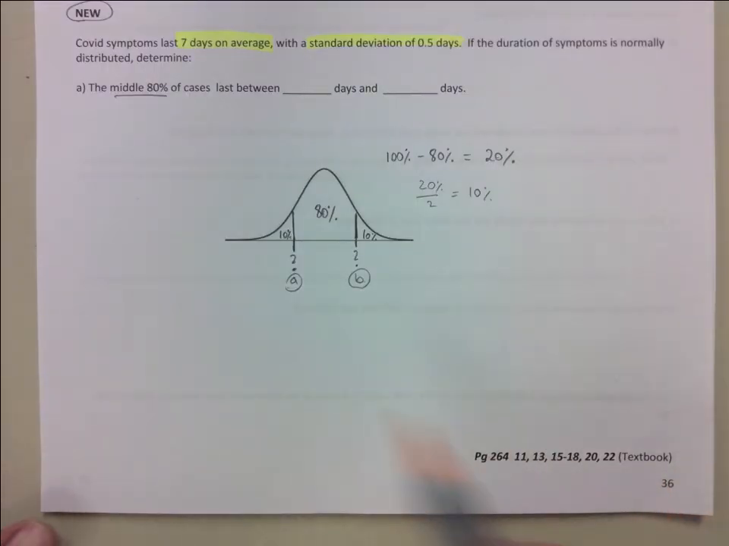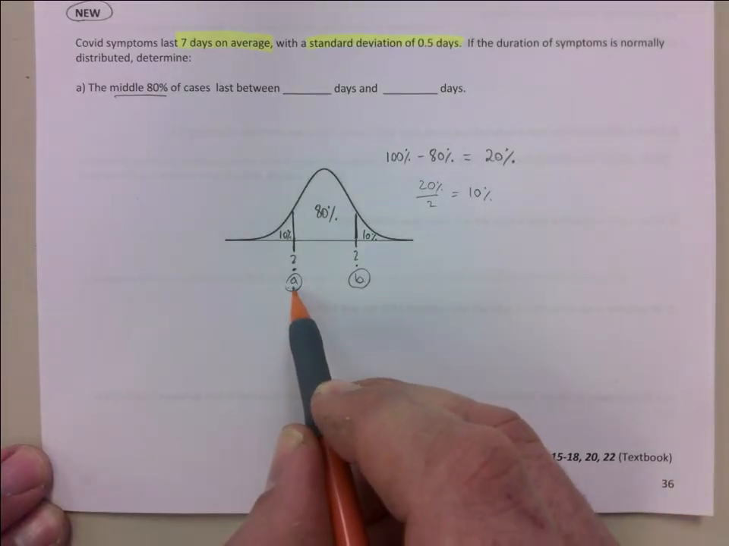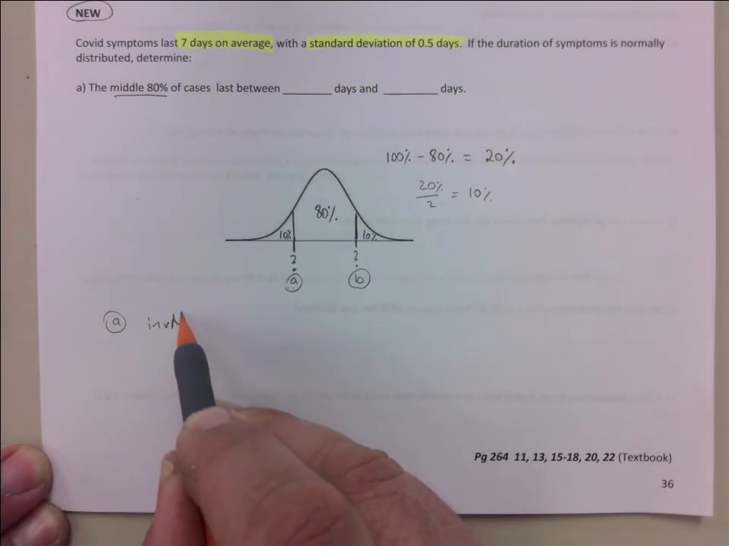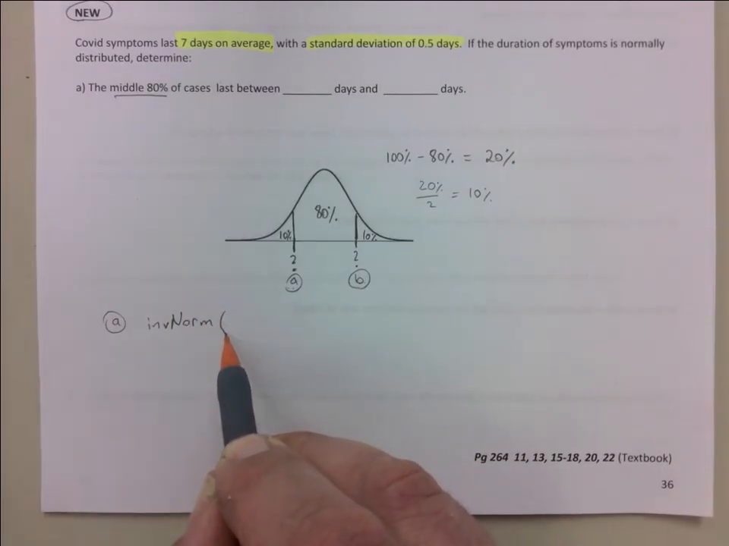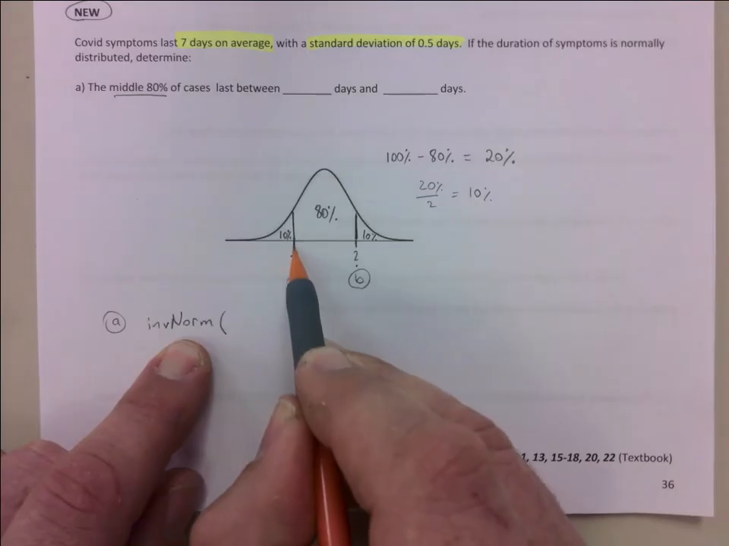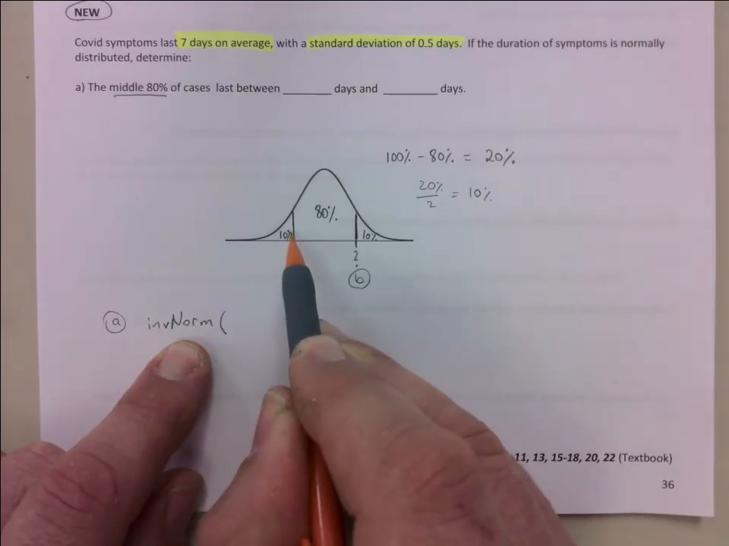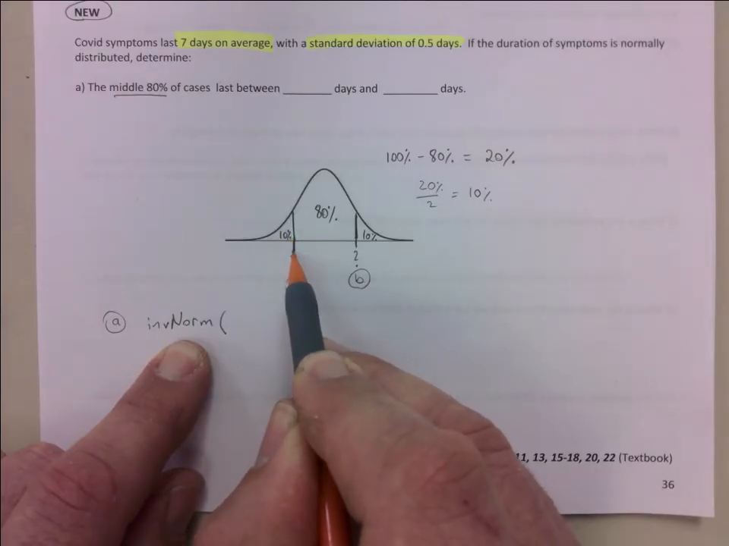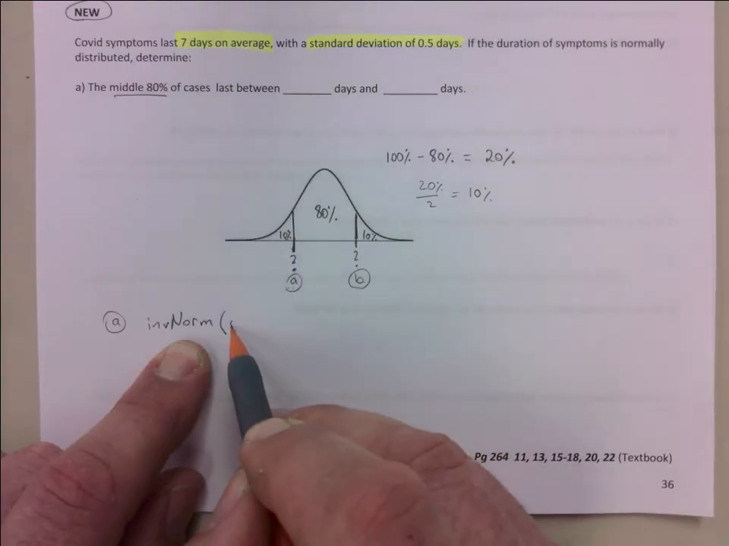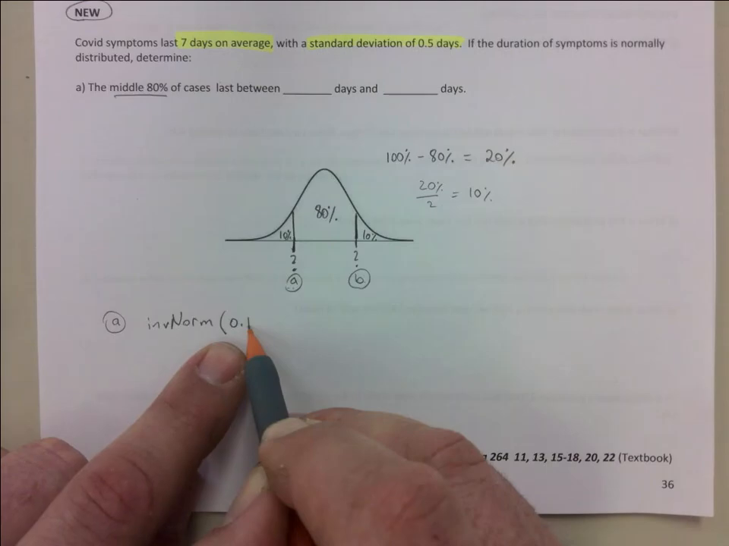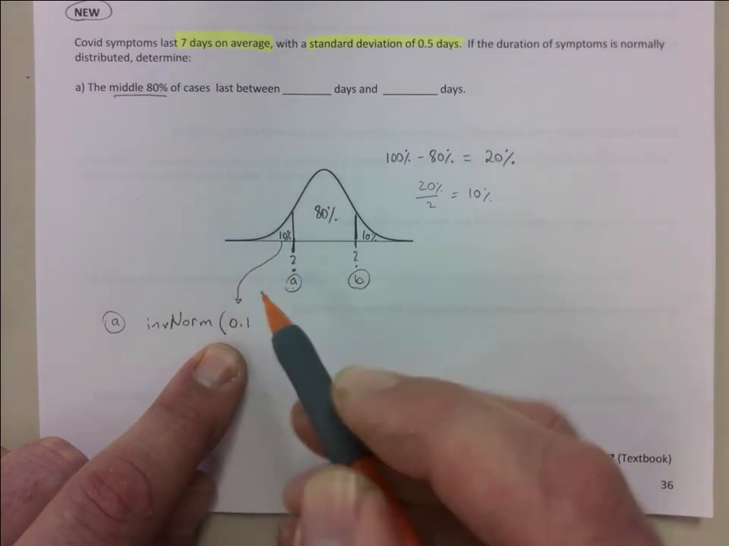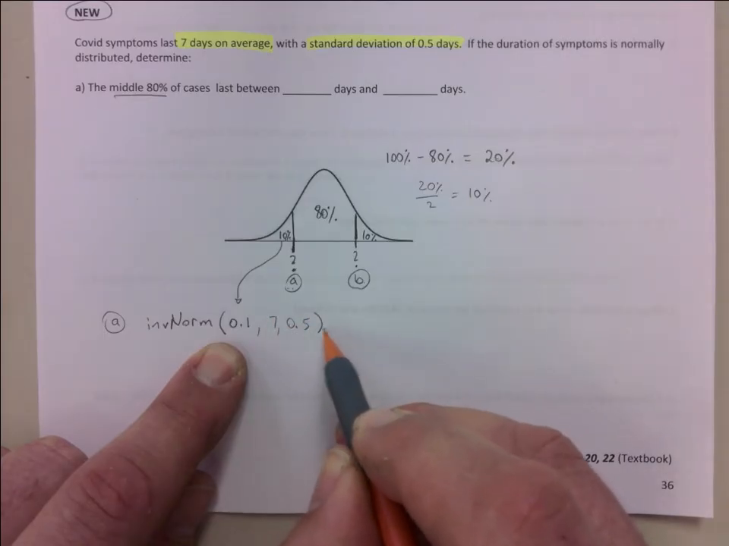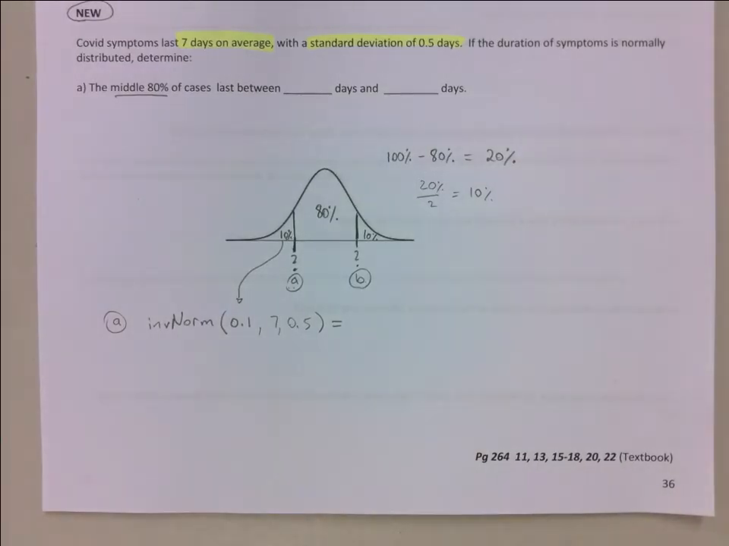If you're asked to find an x value, we're going to use inverse norm. So for A, we're going to use inverse norm. And if you want this one, you always want the percentage of values that would be below it, to the left. So for this value, it's 10%, so it's 0.1. Okay, basically, that is there. And we know our average, and we know our standard deviation. So we'll find that value shortly.